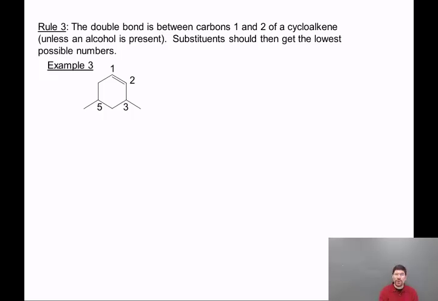We want to go clockwise around this ring. If we went counterclockwise around this ring, the double bond would still have to be between carbons 1 and 2, but now the methyl groups would be at carbons 4 and 6 instead of at 3 and 5. So we go clockwise around the ring to give those methyl groups the lowest possible number. Therefore, this molecule is 3,5-dimethyl cyclohexene.